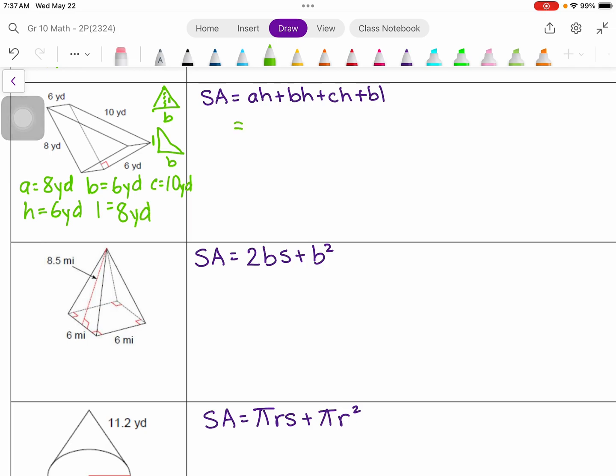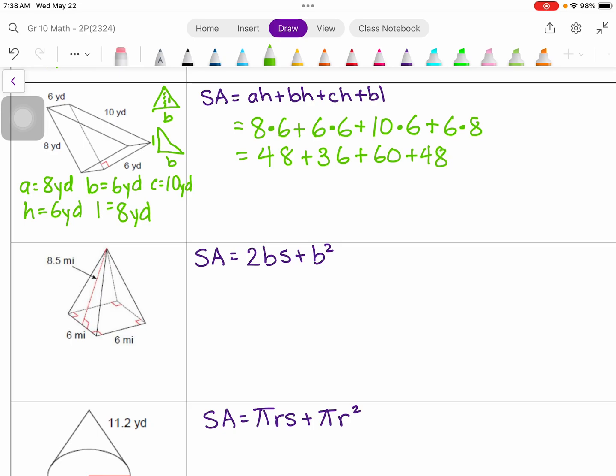So here we have A, which is 8, times height, which is 6, plus B, which is 6, times the height, plus C, which is 10 times the height, and then B times L, so 6 times 8. So we have 48 plus 36 plus 60 plus 48, and that equals 192 yards squared.